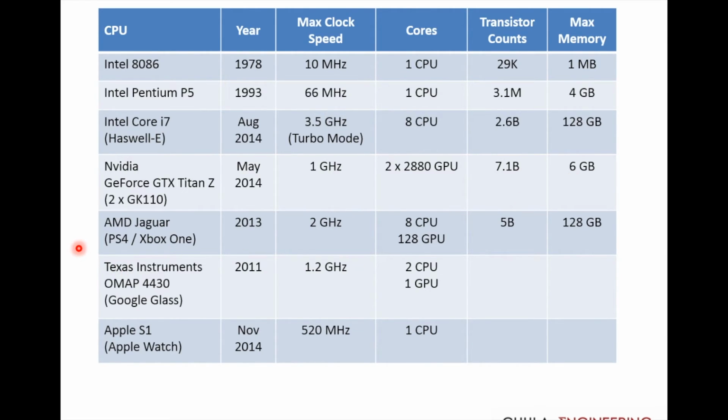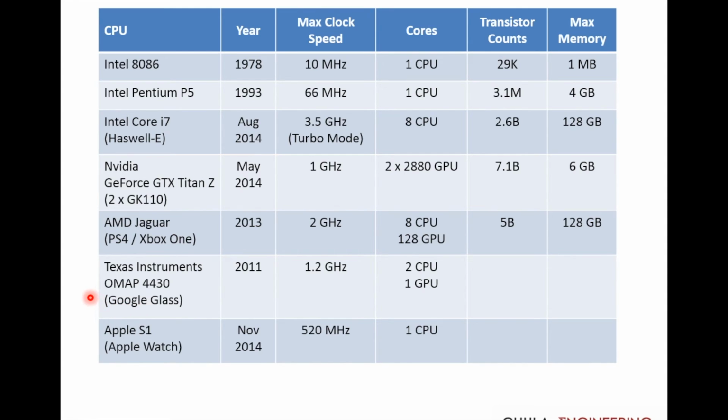Let's take a look at one of the popular game consoles, the Sony PS4. The PS4 uses the AMD Jaguar, and this CPU is also used in the Xbox One. Its clock speed is about 2 gigahertz. However, if you take a look at the cores, they have 8 general CPU cores and 128 graphic processor GPU cores. You see that for the game console, they need both general processing power and graphic processing power. The maximum memory size is about 128 gigabytes.